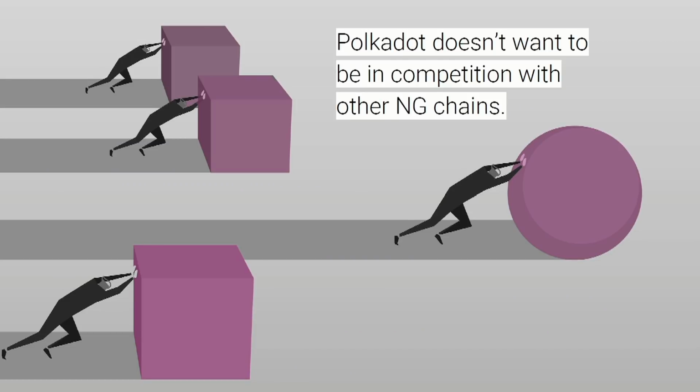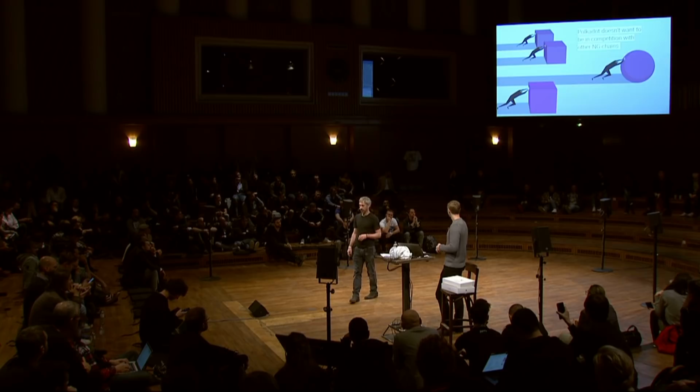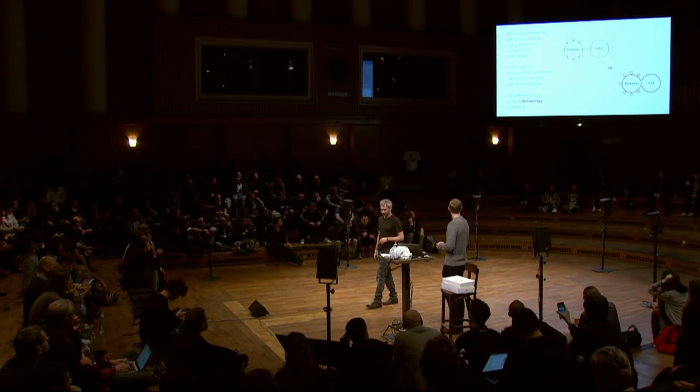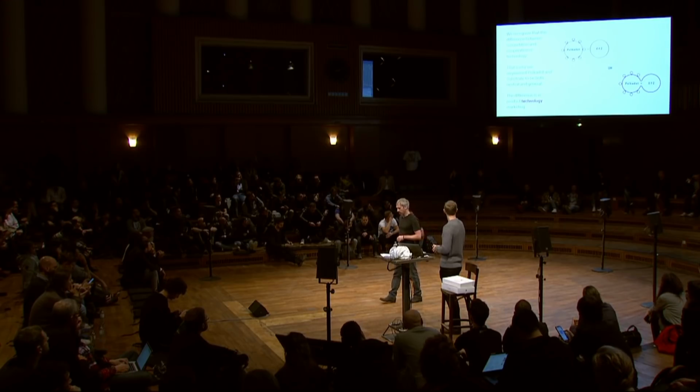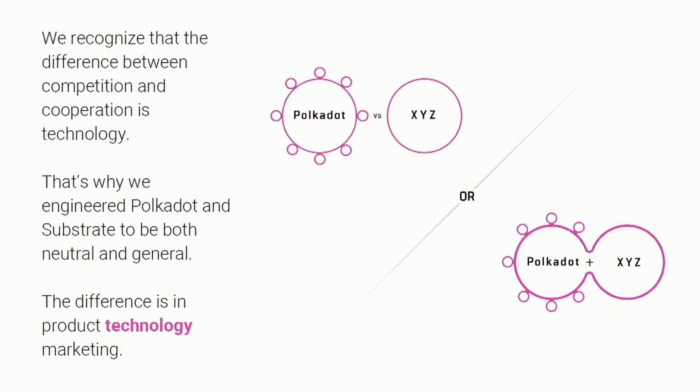Now, in building Polkadot and in building Substrate, we realize that we will fail in our mission of building a platform that is inclusive if we accidentally come into competition with other next generation chains. We don't want that to happen. And I believe that the difference between competition and cooperation is pretty much based in the technology, and specifically in the neutrality and freedom that you get from working on a platform.